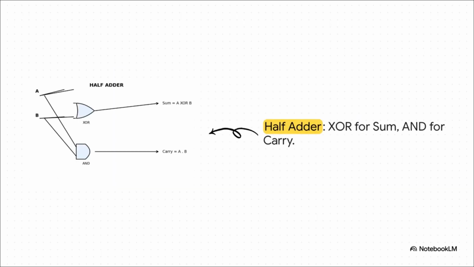And here is the solution. It's actually pretty elegant. An XOR gate maps perfectly to your sum equation since it only outputs a 1 when the inputs differ. And an AND gate, well, that captures your carry perfectly. But we have a major design limitation here, right? This circuit has 0 capacity for a carry-in bit.